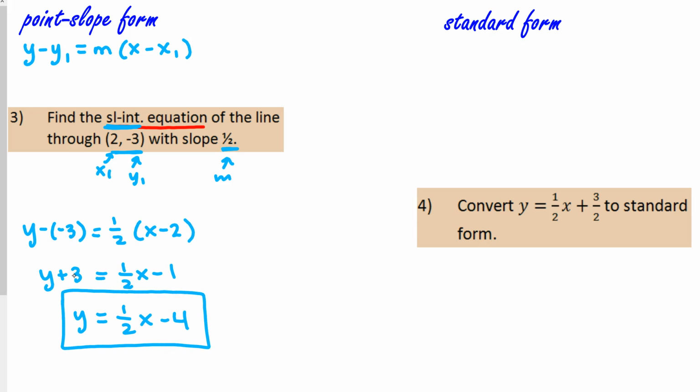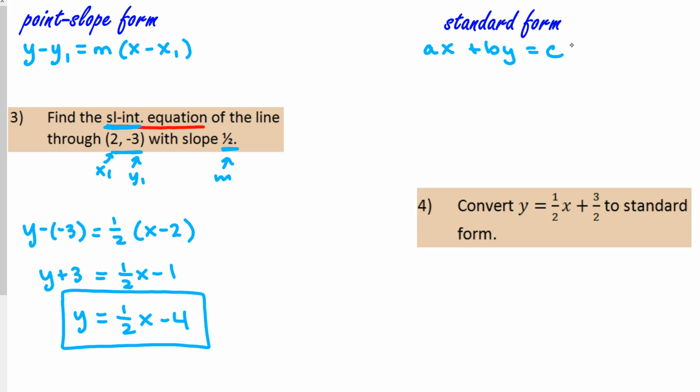We tend to prefer slope-intercept form because it's easy to tell what's going on with the line if you have the answer in that form. Now let's look at standard form. Standard form you often see when you have word problems. This is the one that looks like this: ax plus by equals c. So it's still the equation of a line as long as x is to the first power and y is to the first power, but it's just rearranged in a different way.